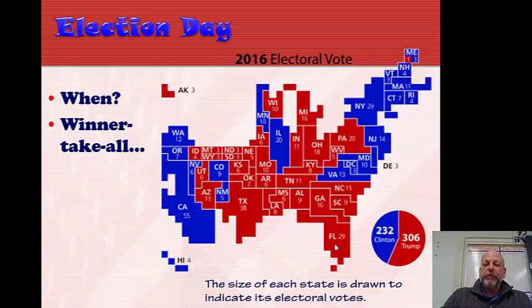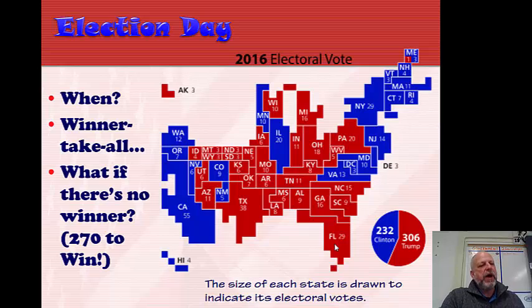So when we show up to vote for president, we are voting for our state's votes for president. So here in Virginia, we are voting for those 13 electoral votes. Now, it is possible for there to not be a winner. It takes 270. Remember, there are 538 people in the Electoral College. It takes 270 in order to win.